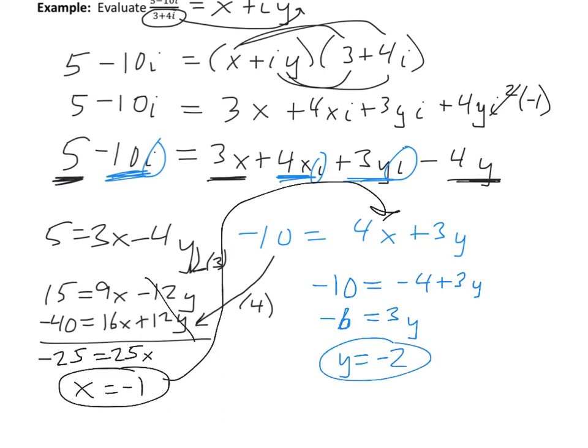And now that I have these two things, I've effectively found this complex number. Remember, it was x plus yi. So this is basically negative 1 minus 2i.